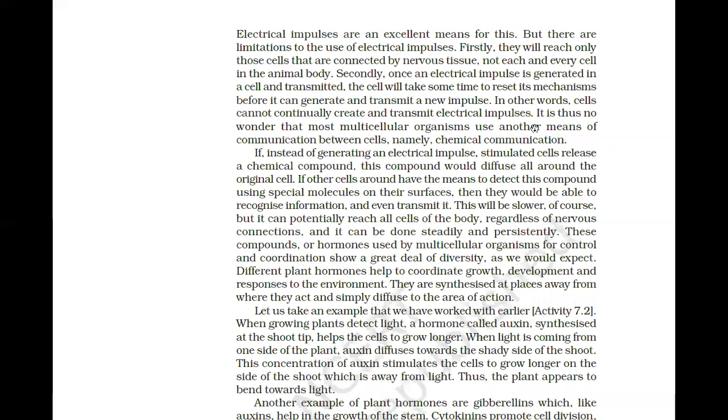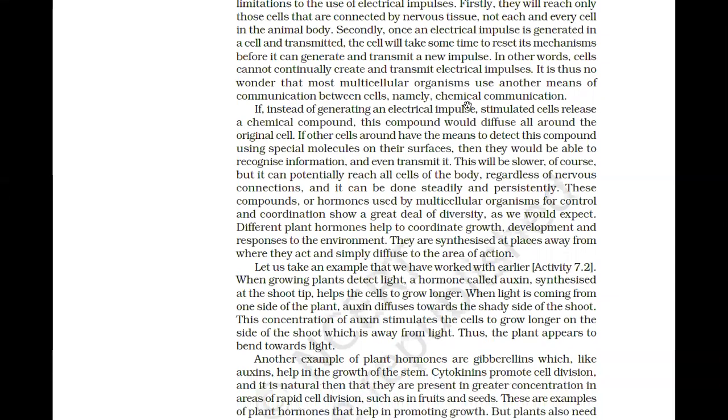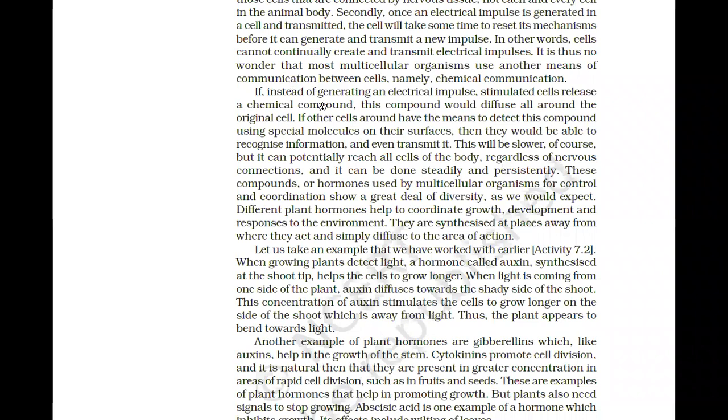It is thus no wonder that most multicellular organisms use another means of communication between cells, namely chemical communication. If instead of generating an electrical impulse, stimulated cells release a chemical compound, this compound would diffuse all around the original cell. If other cells around have the same means to detect this compound using special molecules on their surfaces, then they would be able to recognize information and even transmit it. This will be slower, of course, but it can potentially reach all cells of the body regardless of nervous connections, and it can be done steadily and persistently.